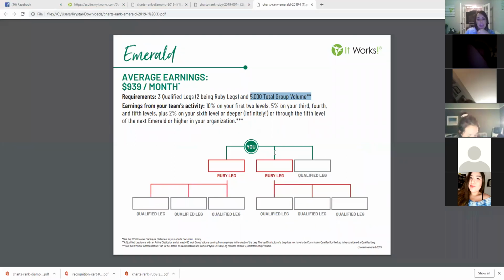So in Emerald, again, you need 3 legs on your front line. So that's something that's different. Before we needed 5. Now we only need 3, so less boxes. And you need 2 rubies underneath you.